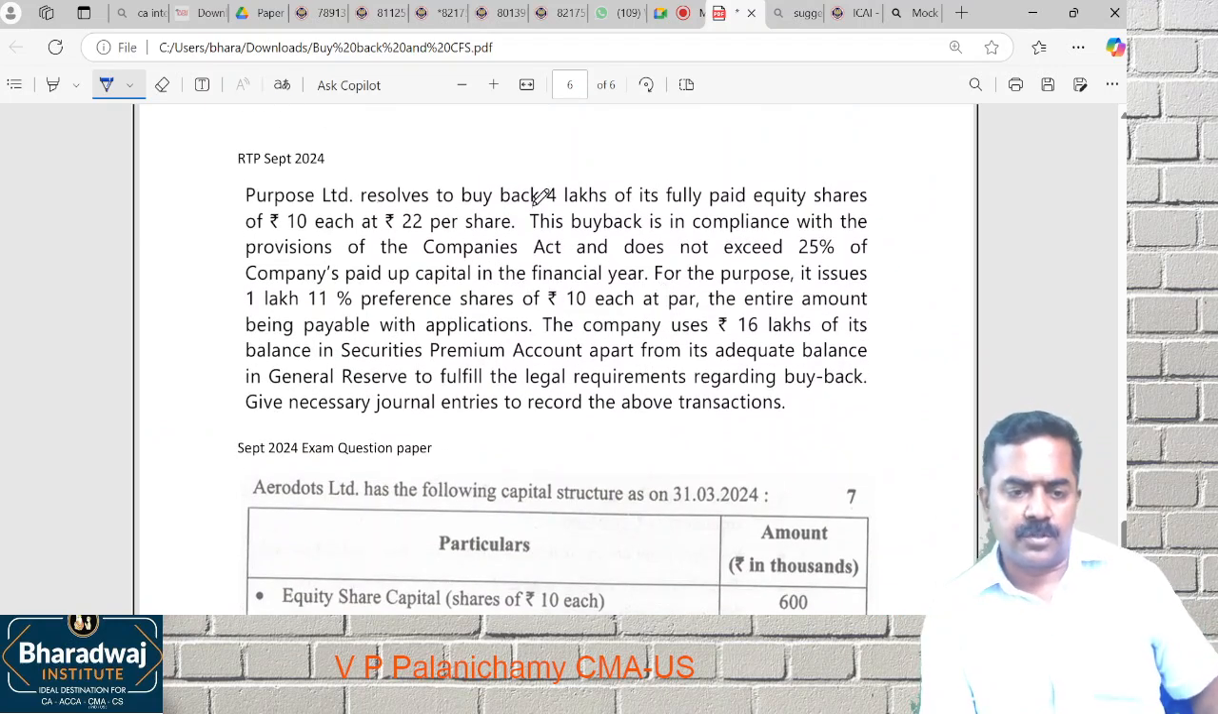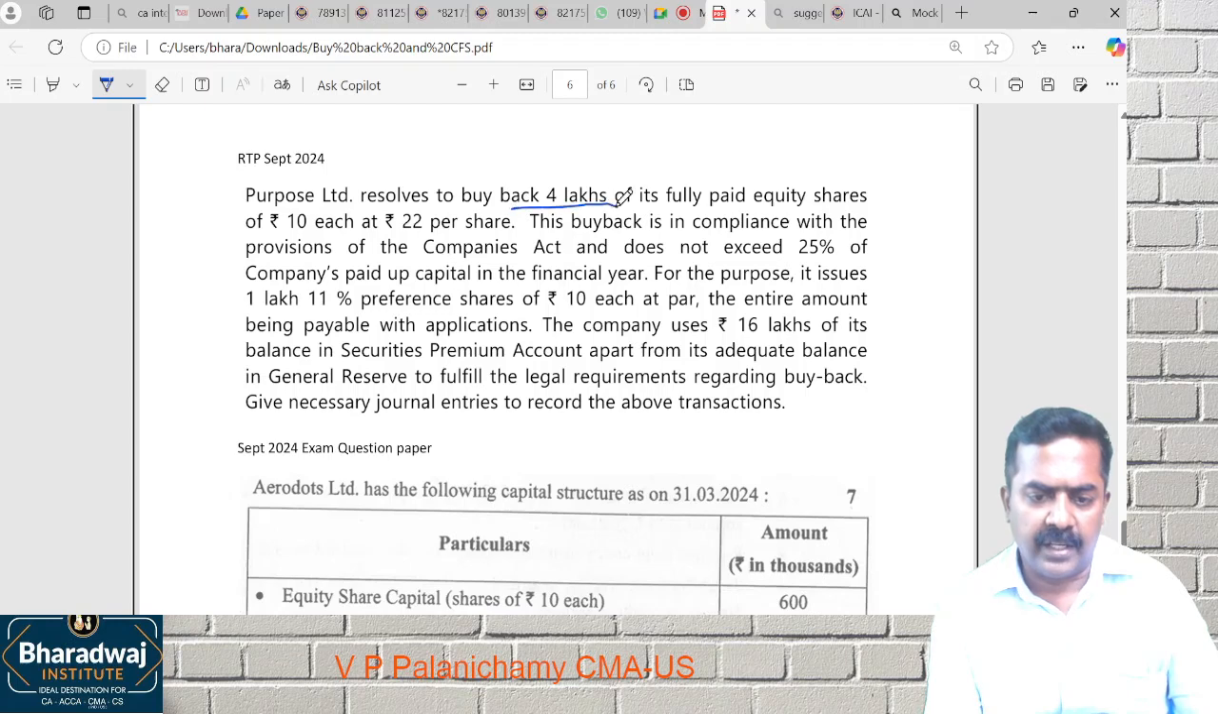Purpose Limited resolves to buy back 4 lakh equity shares of 10 each at 22. The buyback is in compliance with the Companies Act, does not exceed 25%. For this purpose, it issues 1 lakh preference shares of 10 each at par. Entire amount is paid along with application. The company uses 16 lakhs of its securities premium account and an adequate balance in general reserve to fulfill the legal requirement. Give necessary journal entries.